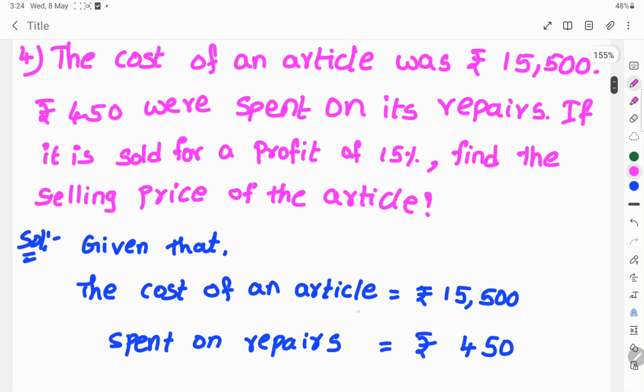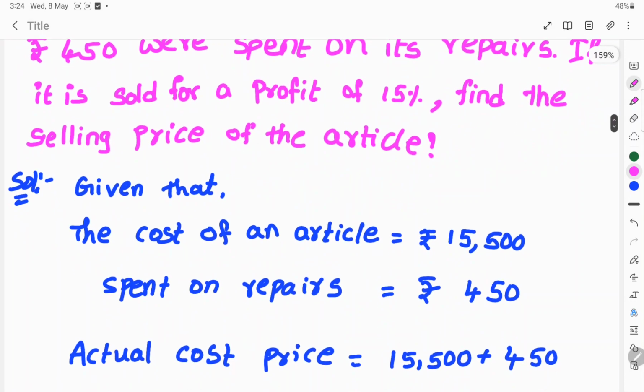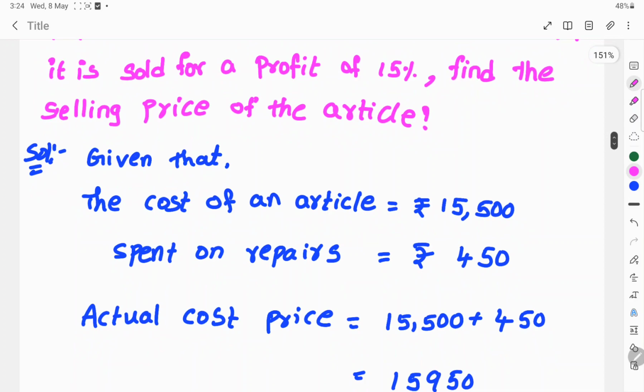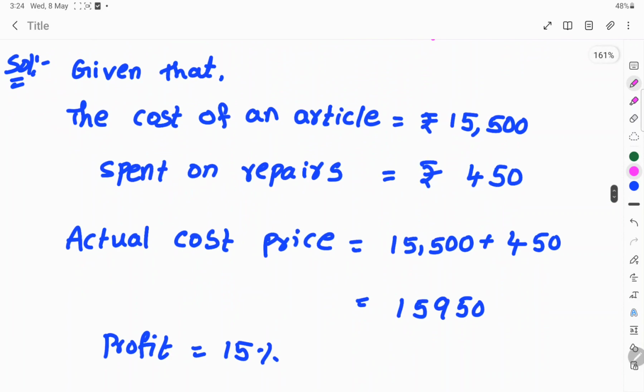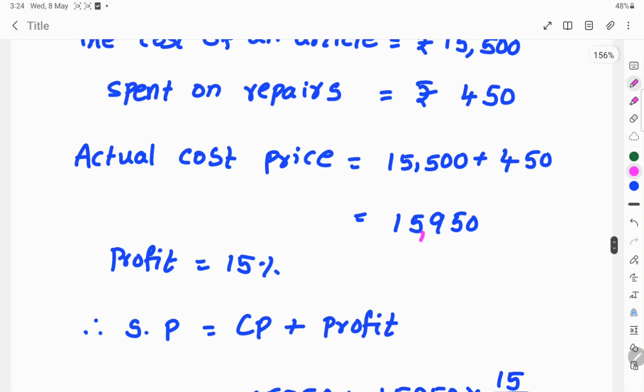Given that the cost price of an article is 15,500 and the amount spent on repairs is 450 rupees. Actual cost price is 15,500 plus 450 rupees, which gives 15,950 rupees. So profit is 15%.